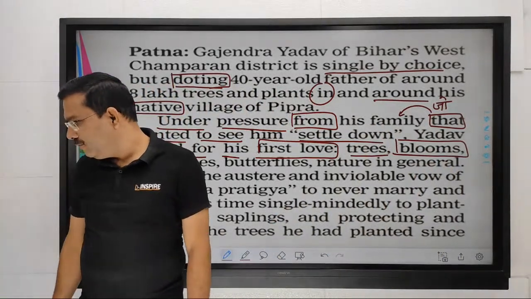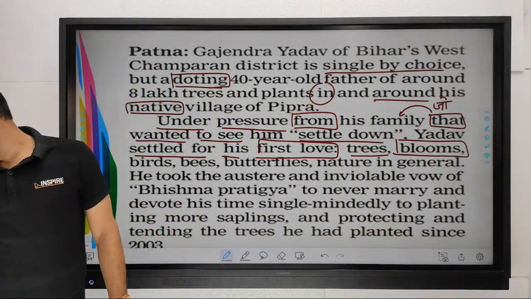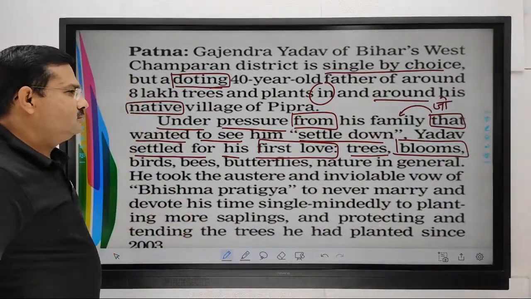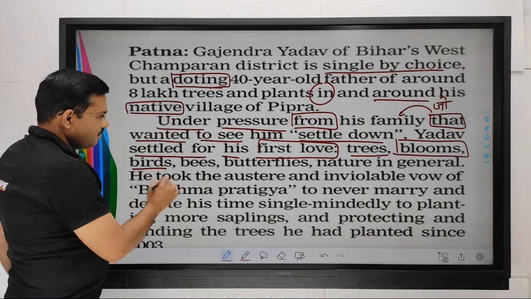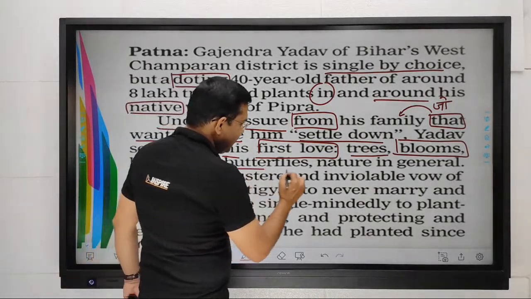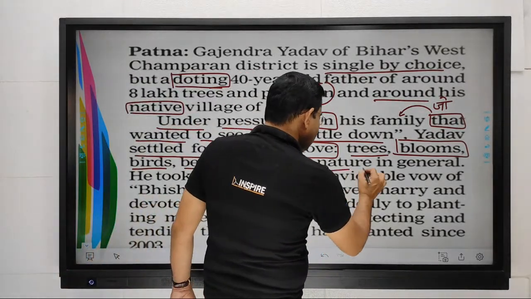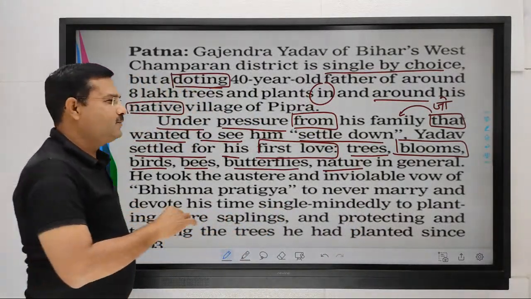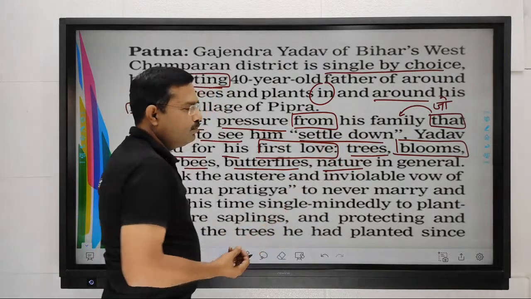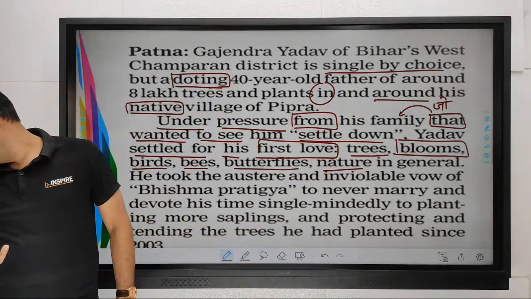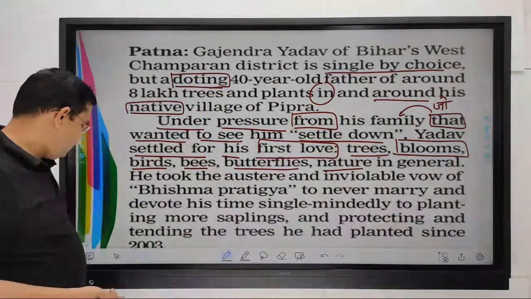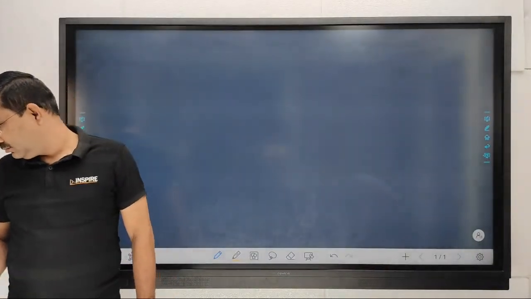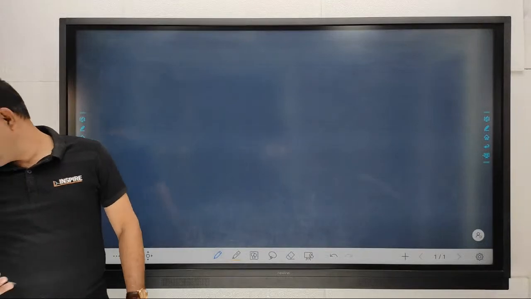Now give me the meaning of bloom. What is the meaning of bloom? Birds, bees, butterflies. Nature in general. So what was his first love? His first love was trees, bloom, prosper. Very good. Shubham Kumbhakar, try to write the English meaning.